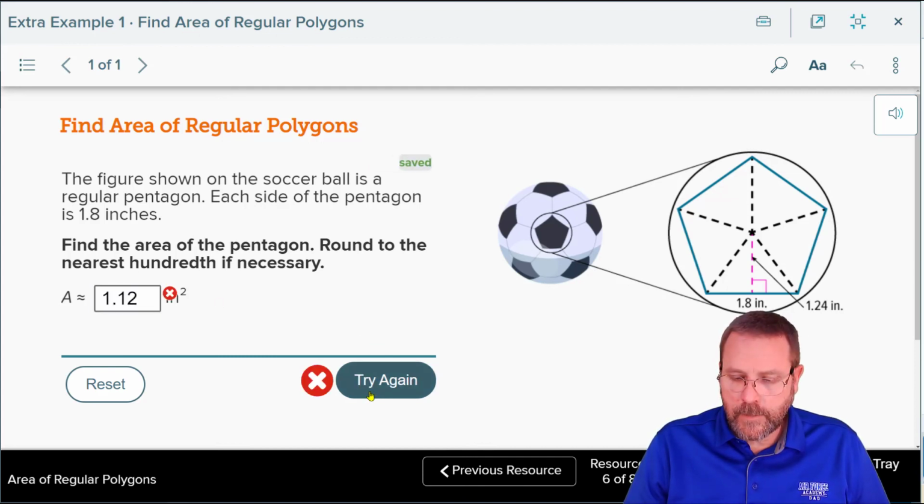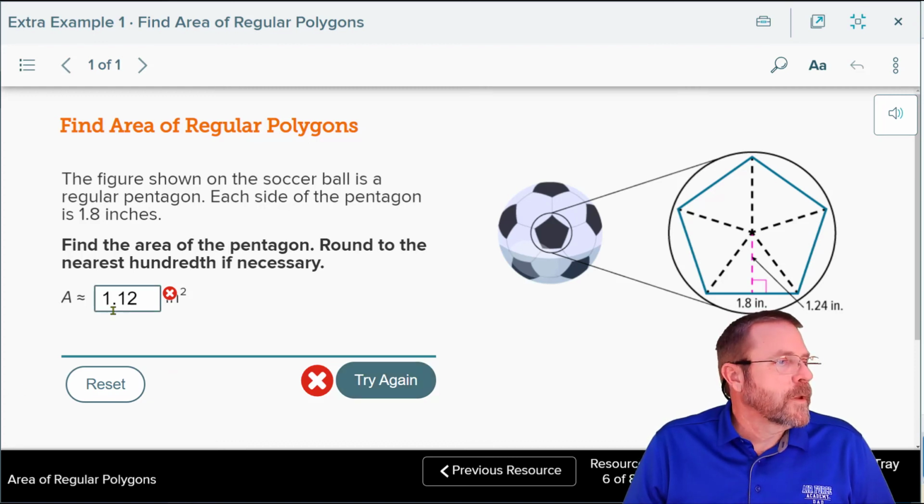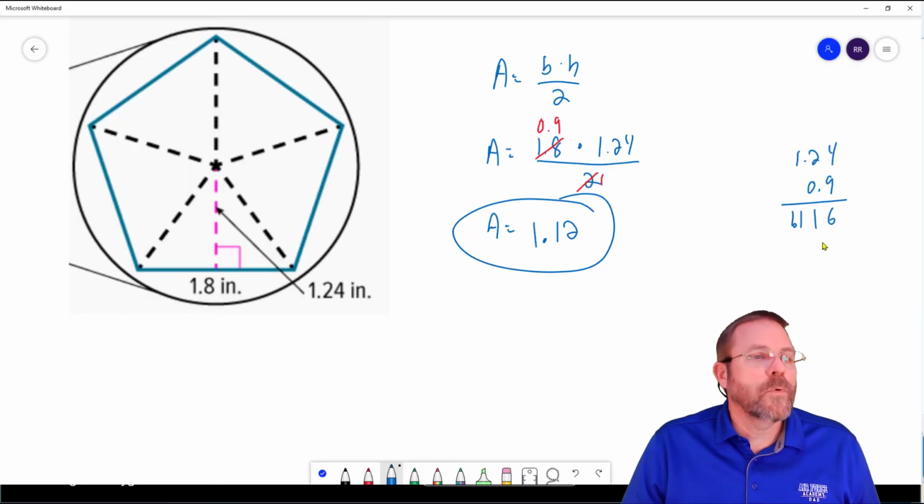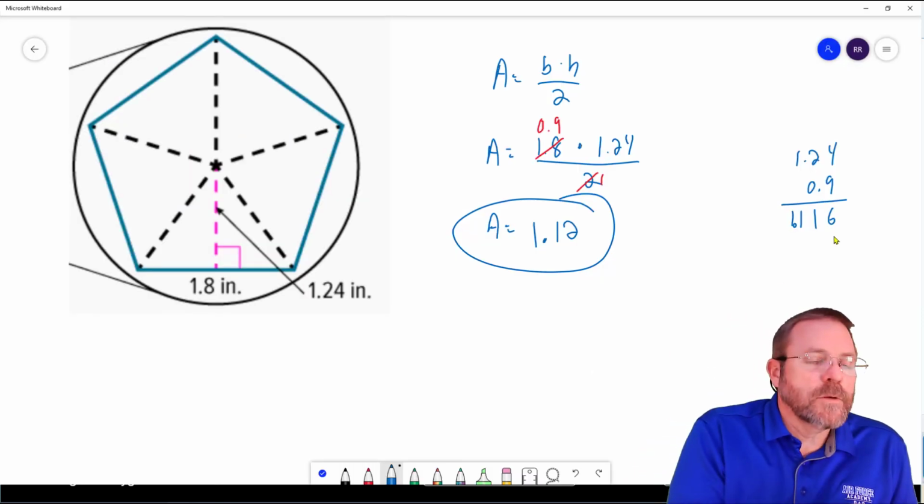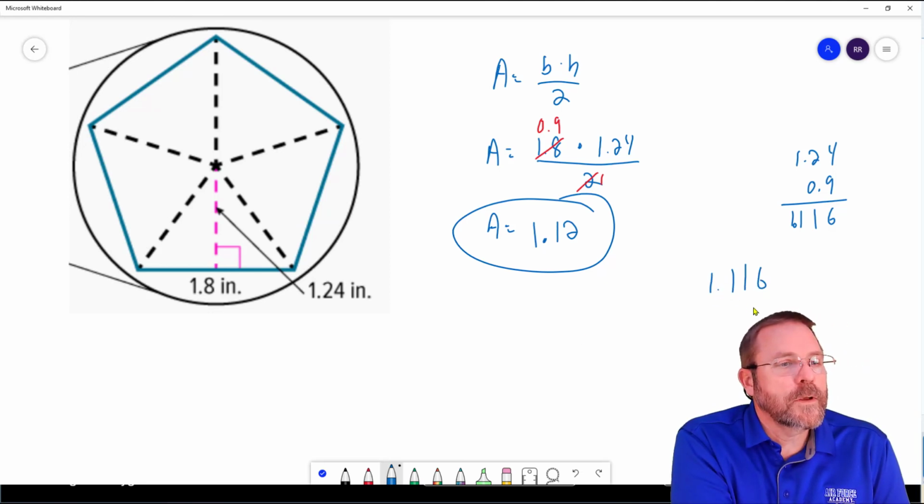Uh-oh, not a happy sound. And you know why it's not a happy sound? Because I only found the area of one of the triangles. I have to take that 1.116 and multiply it times the 5 triangles, 1.116 times my 5 triangles.